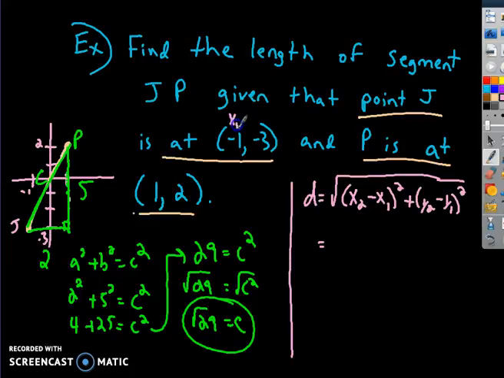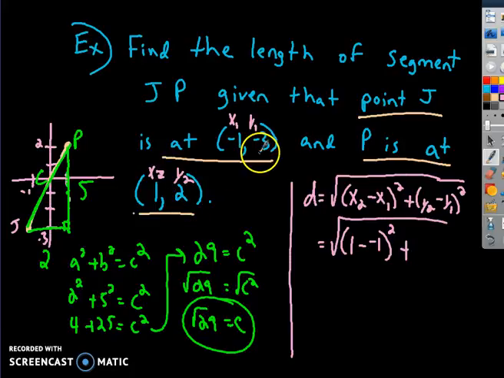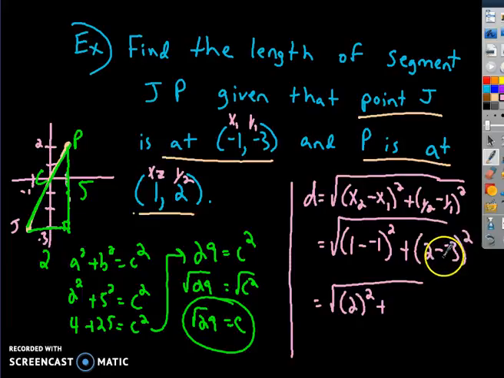Let's call this x1, and this one y1, and this one x2, and this has to be y2. So x2 is 1, x1 is negative 1. The formula now says 1 subtract negative 1, quantity squared, plus y2 is 2, so 2 subtract negative 3, quantity squared. Well, that's the square root of 1 subtracting negative is plus, so that's 2 squared, plus 2 subtracting negative 3 means plus, so it makes it 5 squared.